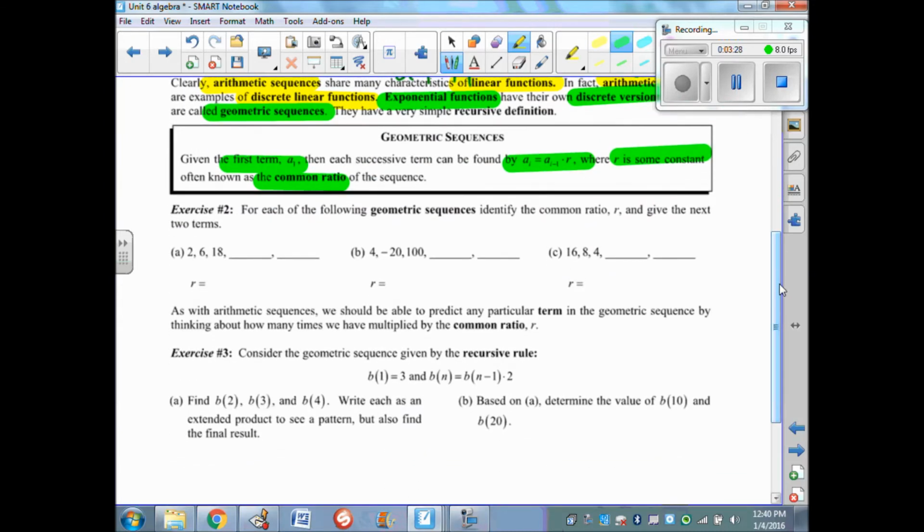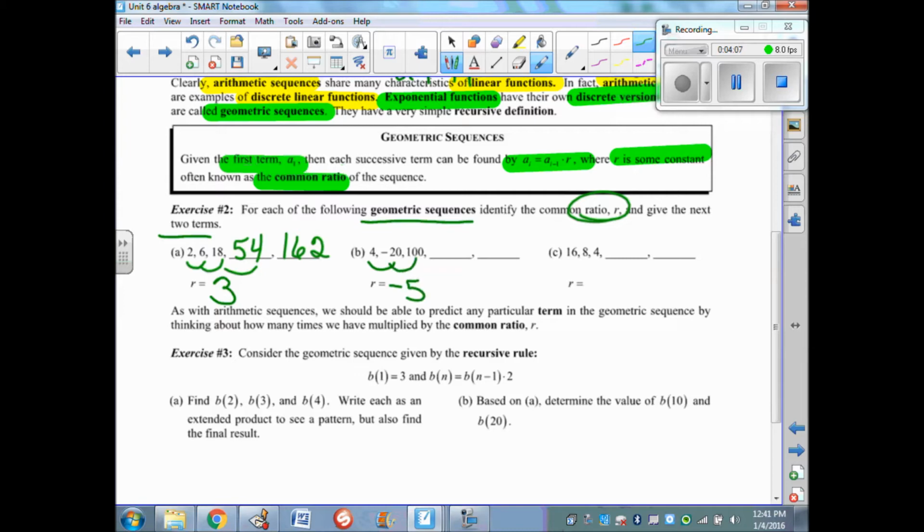So let's look at some quick examples here. They're telling you that these are geometric sequences, and they want you to find the common ratio, meaning find the multiplier, and then give the next 2 terms. This one's not too bad. To go from 2 to 6 and then 6 to 18, we know our common multiplier is 3. So if we continue multiplying each previous term by 3, we end up with those. Next one, how would I go from 4 to negative 20? What am I multiplying by? I'm multiplying by negative 5.